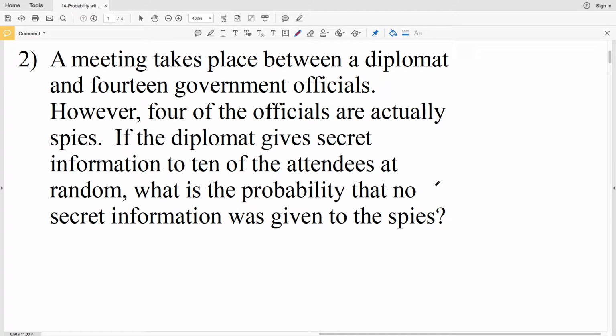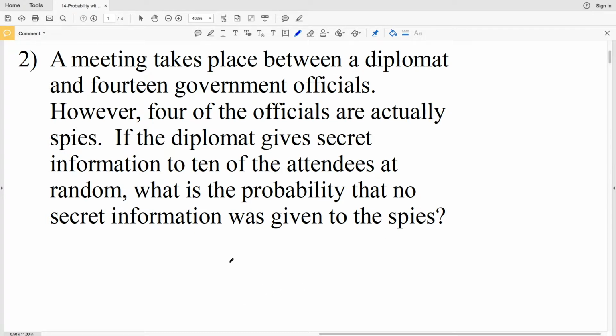In number 2, a meeting takes place between a diplomat and 14 government officials. However, 4 of those officials are actually spies. If the diplomat gives secret information to 10 of the attendees at random, what is the probability that no secret information was given to the spies?